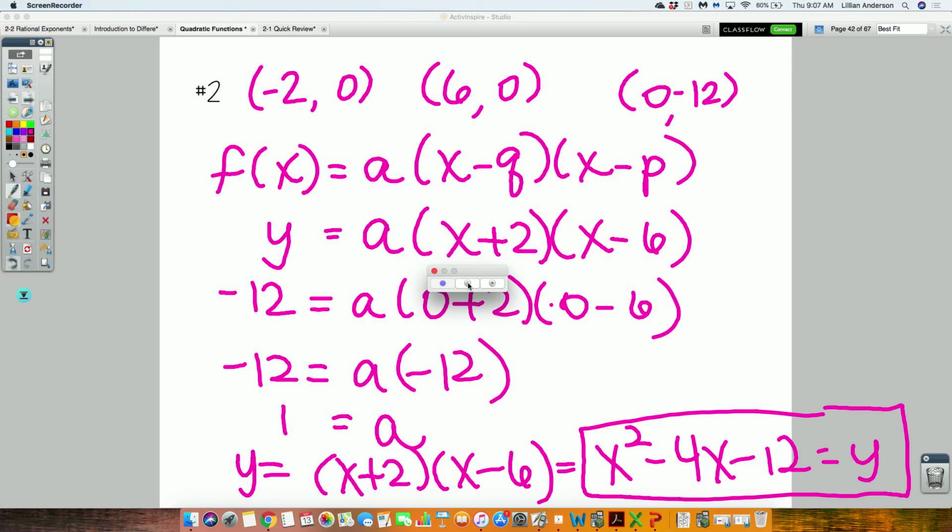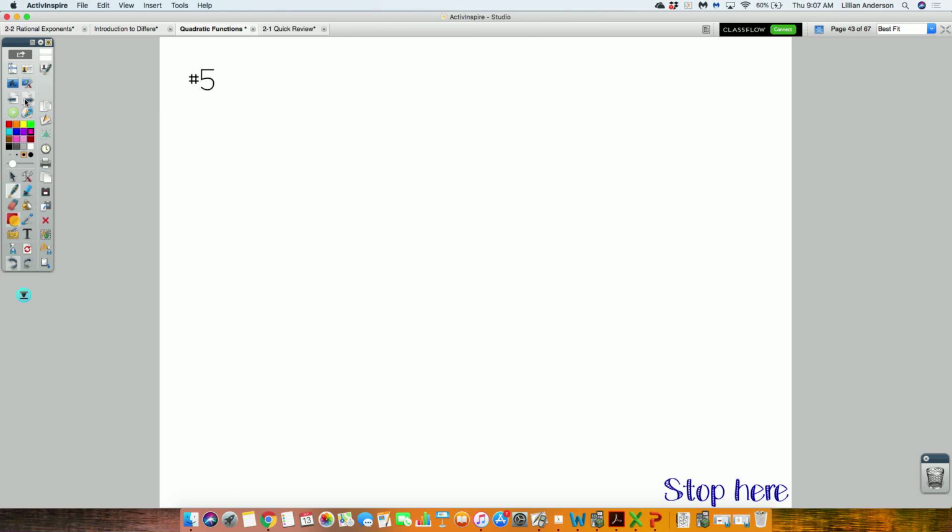As a class, the last one we're going to look at is number 5. And number 5, do we have a vertex? X-intercept? No, we have 3 random points. This one, you're going to have to use a what? A system. You're going to have to use the system. So, (-4, 8), (1, 13), and (0, 4).